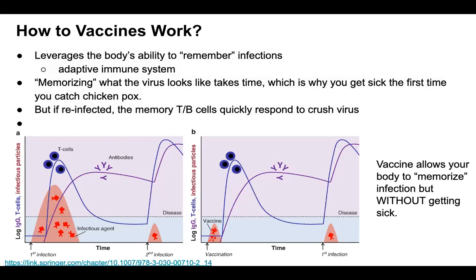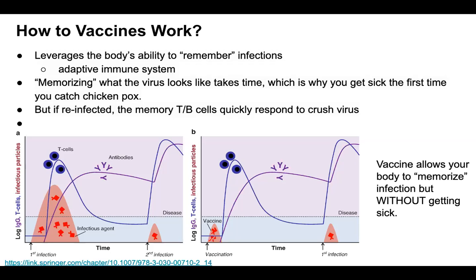So just a quick recap of how vaccines work. They basically leverage the body's ability to remember infections. It's called the adaptive immune system. But memorizing what a virus or bacteria looks like takes a little bit of time, which is why the first time you get infected, you do get sick. But if you're ever reinfected, your body's memory basically responds very quickly to crush whatever happens.